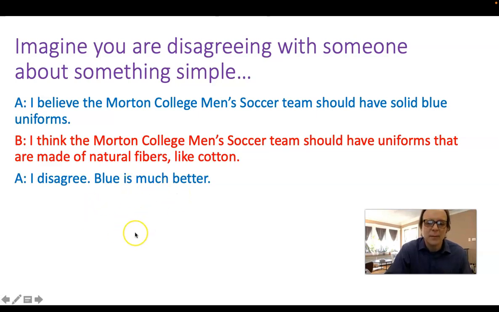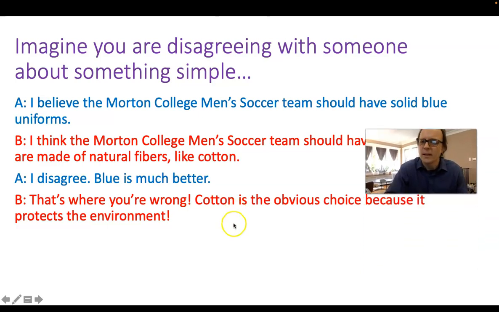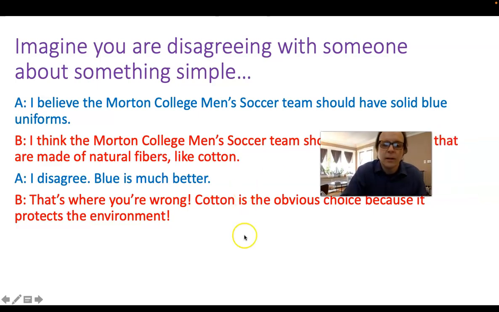You might start to see something weird here. This is a little disjointed maybe, but that's where you're wrong. Cotton is the obvious choice because it protects the environment. So, well, it's hard to argue with that. I mean, I think natural fibers are probably better than synthetic things.